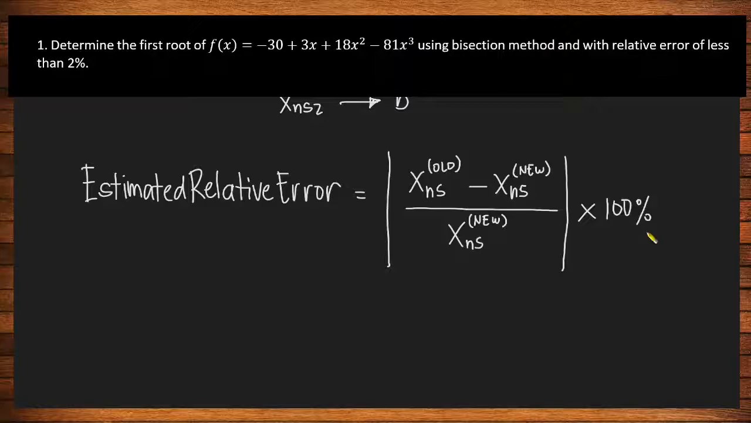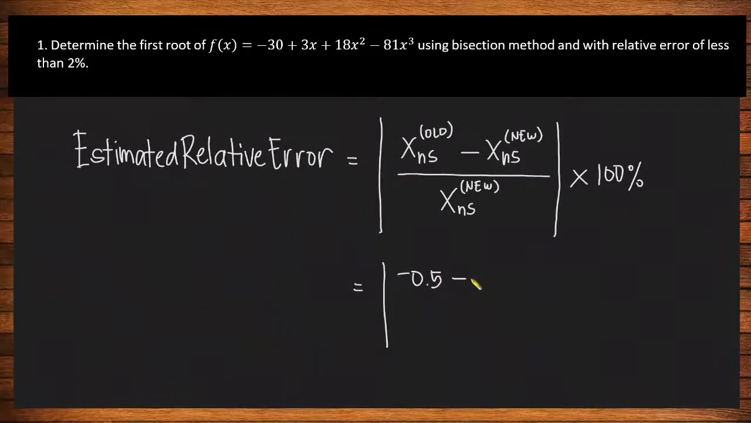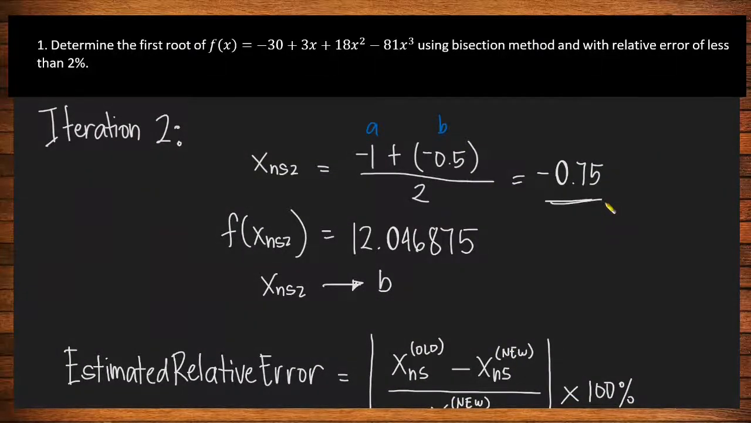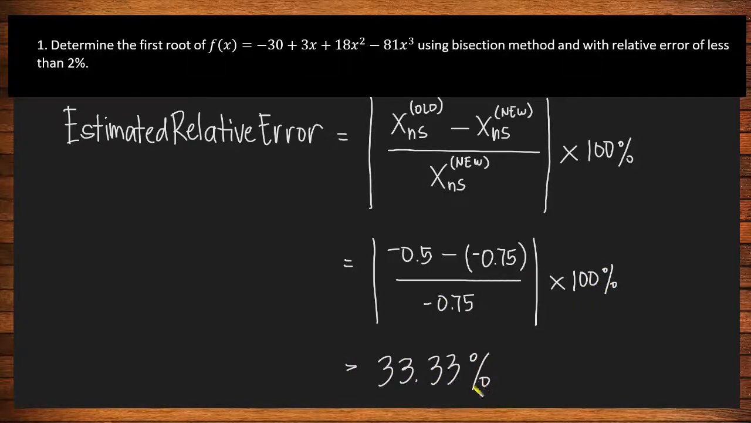For our first two iterations, ito yung magiging value ng estimated numerical solutions natin. So for our old numerical solution, that will be equal to negative 0.5. So, yan yung nakuha natin doon sa first iteration. And then, yung nakuha naman natin for the second iteration, that is x_s new, that is equal to negative 0.75. Okay, so this is equal to 33.33%. This is greater than 2%. Ibig sabihin, we will need to apply the algorithm or we will need to iterate more. Okay, kasi hindi pa natin na-satisfy yung condition na binigay ng problem.